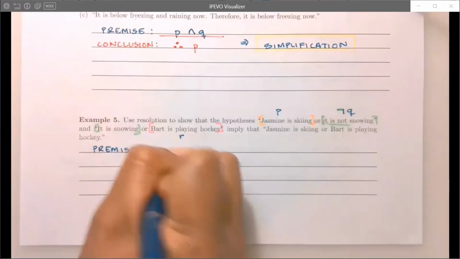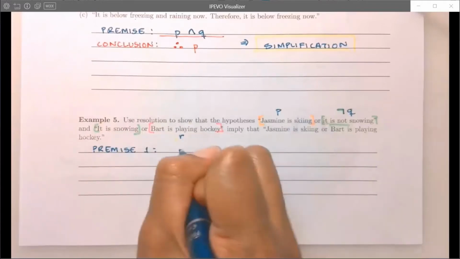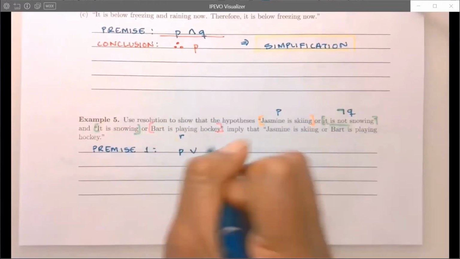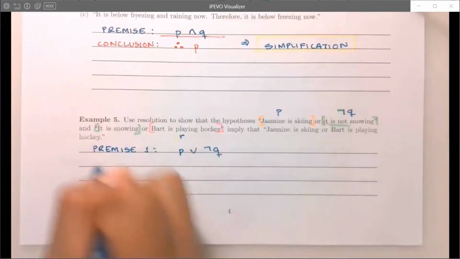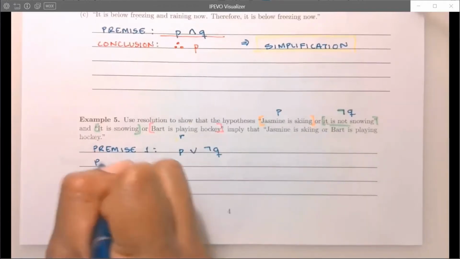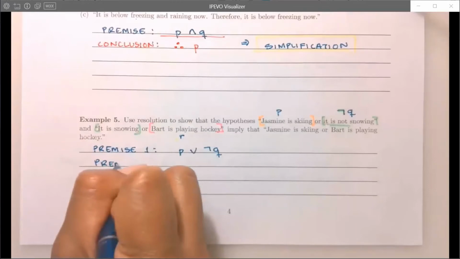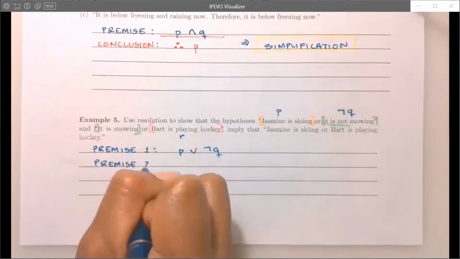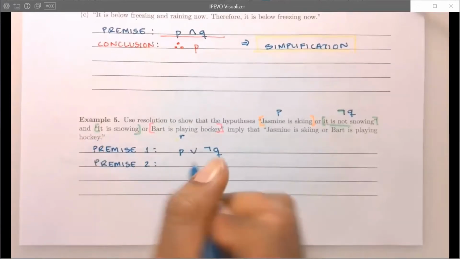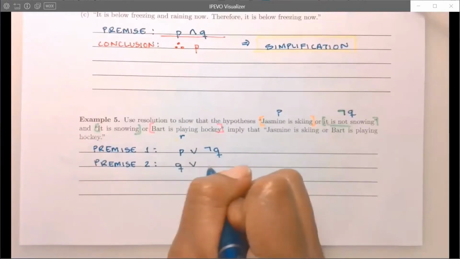Premise number 1, Jasmine is skiing, P, or it's not snowing, not Q. Second premise, it is snowing, so Q, or Bart is playing hockey, or R.